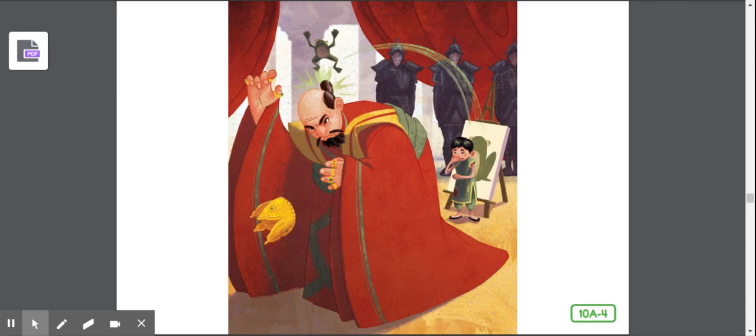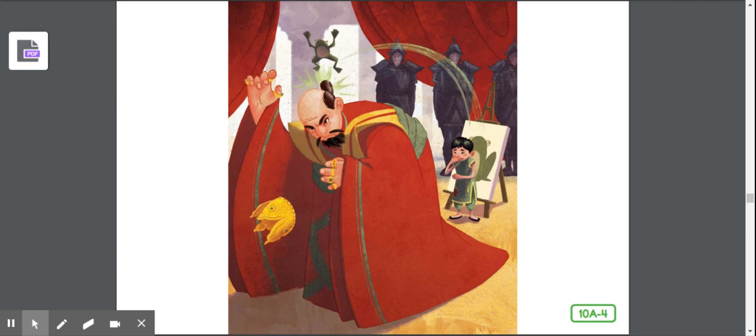"Bring me that boy and his brush," the emperor commanded. The soldiers found Mo Ling and brought him back to the palace. With a scowl, or an angry look of disapproval, the emperor looked at Mo Ling. "Paint me a dragon," he yelled. Mo Ling began to paint, but instead of painting a lucky dragon, he painted a slimy toad that hopped right on the emperor's head.